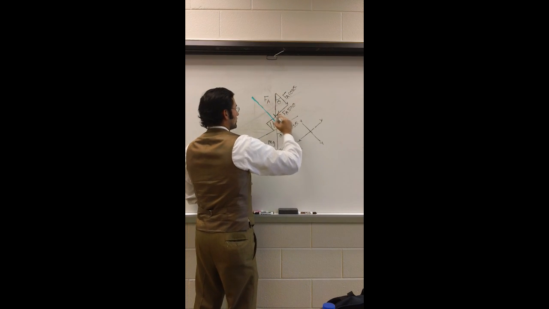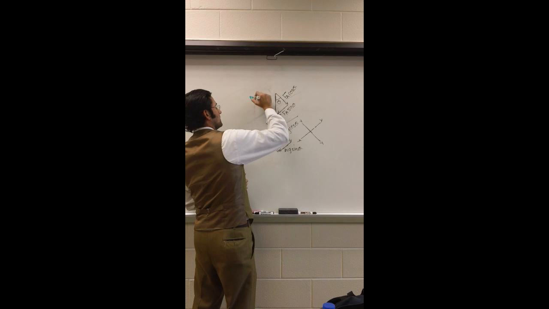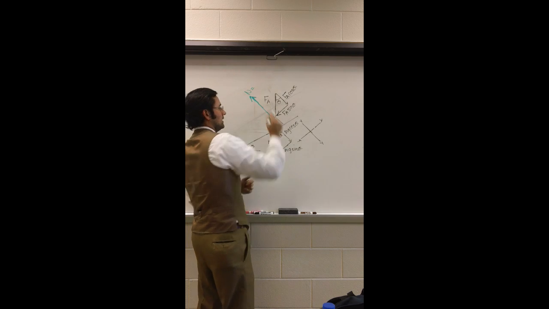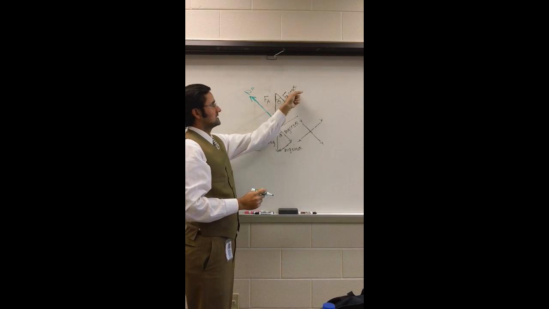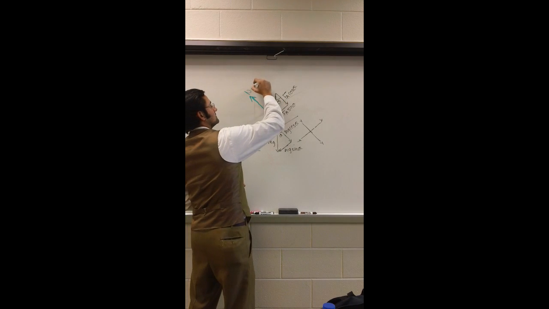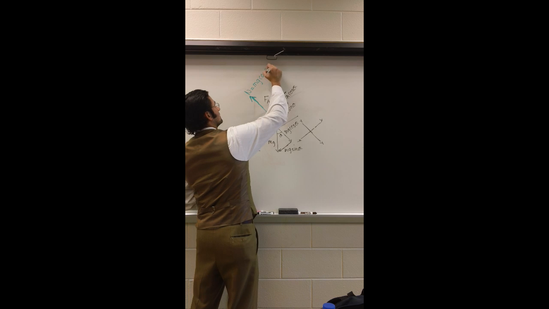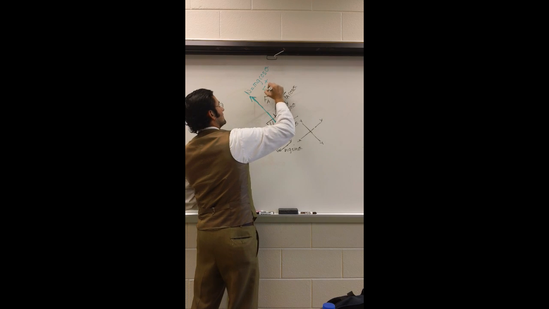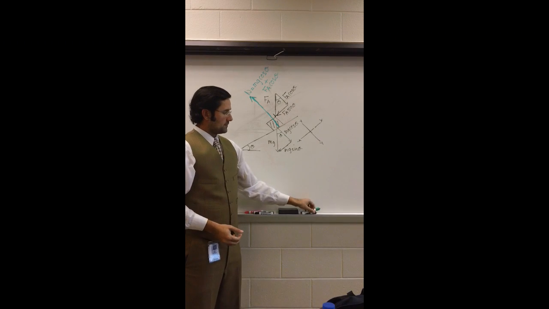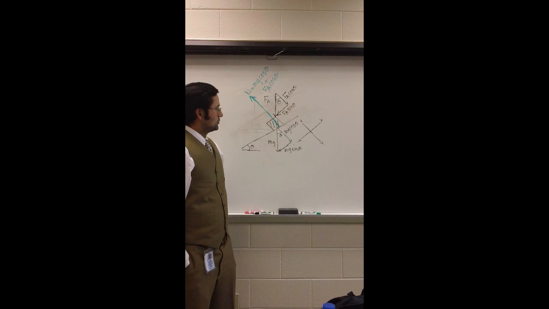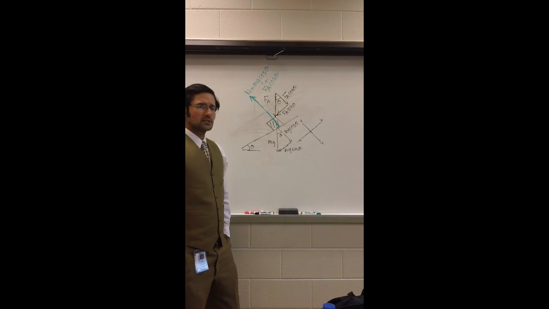So the normal force is going to be stronger, it's going to be bigger, it's going to be equal to mg cosine theta, which is pushing it into the surface, plus Fa cosine theta. You may get a problem like this, and they may ask you, this object is sliding down.